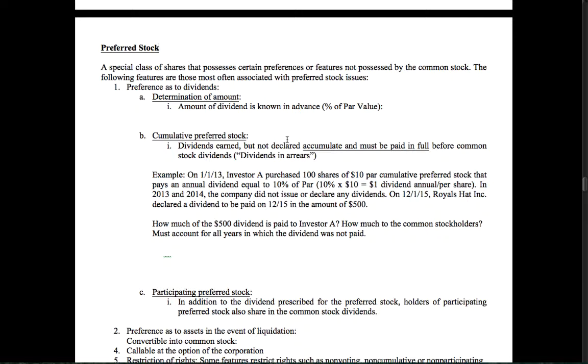Welcome back. Today we're going to pick up for the third lecture in Chapter 15 for stockholders' equity, and we're going to cover preferred stock and stock dividends. Let's go ahead and get started.